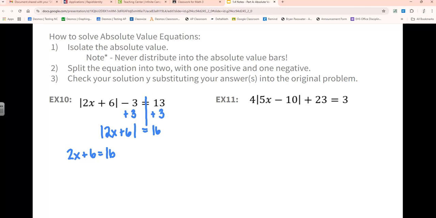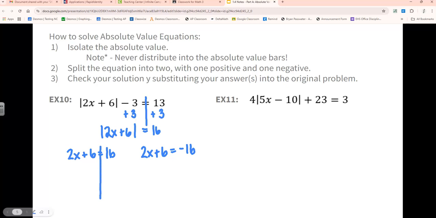Okay, the second equation. So Caden, what's the second equation going to be for this one? 2x plus 6 equals -16. So all we're doing there, one of them's exactly the same, one of them we make the 16 negative. All right, and then we've got these that we're going to solve.